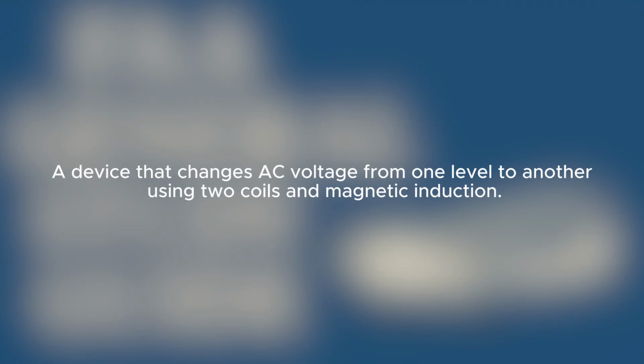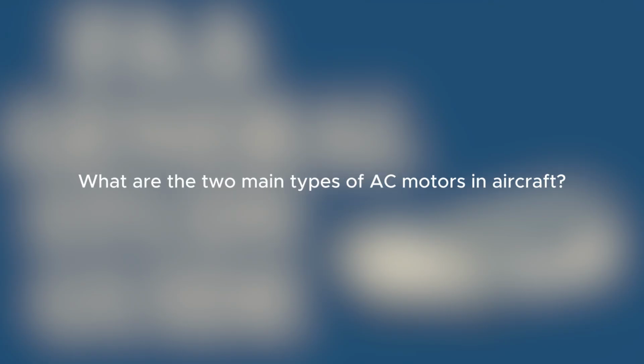What's a transformer? A device that changes AC voltage from one level to another using two coils and magnetic induction. What are the two main types of AC motors in aircraft? Induction motors and synchronous motors.